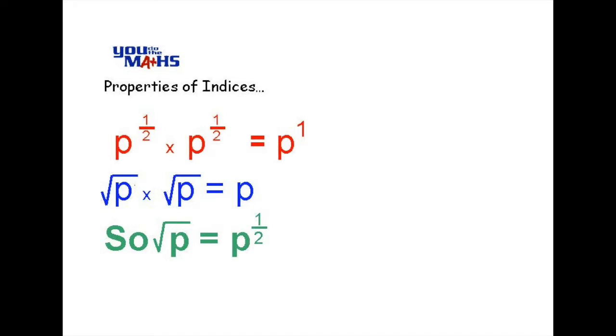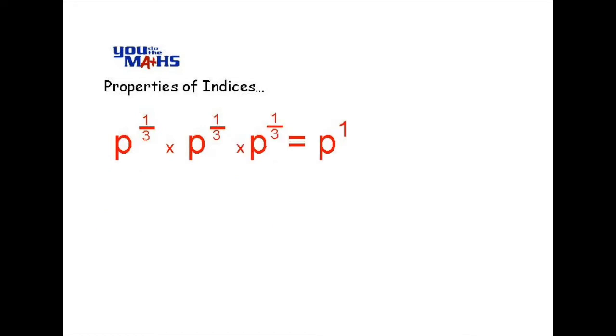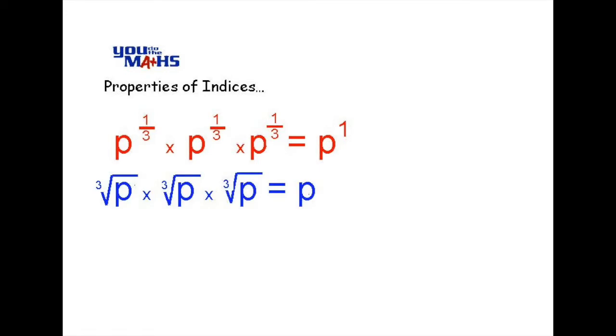Let's have a look at another example. Again, we've got a common base of p and we're multiplying, so we add the indices. A third plus a third plus a third equals 1. So the answer is p to the power 1. We also know that if you've got the cube root of a number and you multiply it by the same cube root 3 times, you get back to the original number. Try it with something, for example, like the cube root of 8. The cube root of 8 is 2. 2 multiplied by 2 multiplied by 2 is equal to 8.